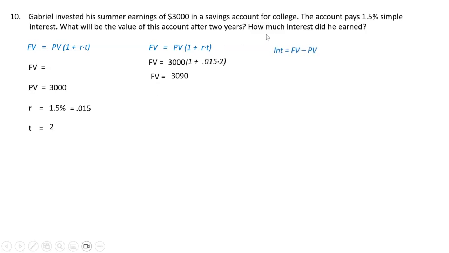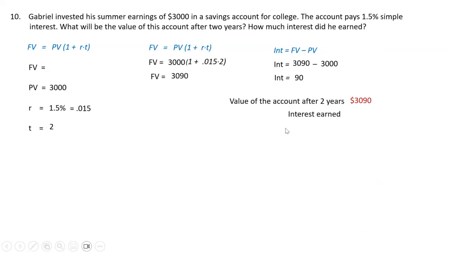Now for the interest, for the second part, how much interest did he earn? The interest earned is equal to the future value minus the present value. So the future value was 3,090 minus the present value was the 3,000, which means the interest earned was $90. So the value of the account after 2 years is $3,090. How much interest did he earn is $90. Here are the answers for both parts.